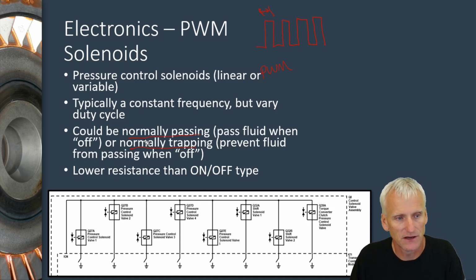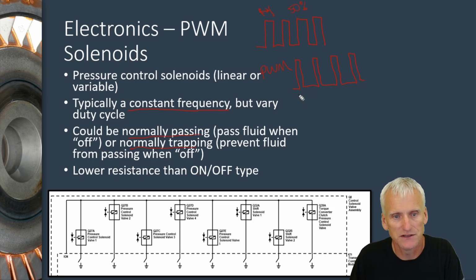One of the other things to note about PWM or linear solenoids is that they typically operate at a constant frequency, and they change the duty cycle. So up here, this is maybe 50% on time, and they could operate it at like 10% on time and 90% off.